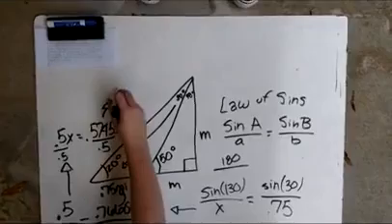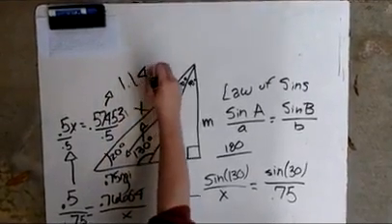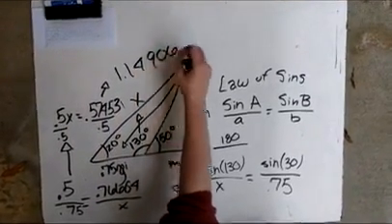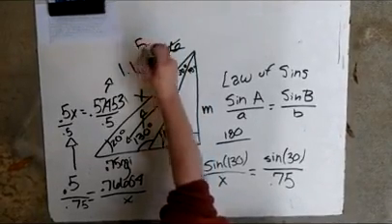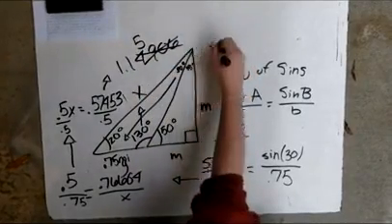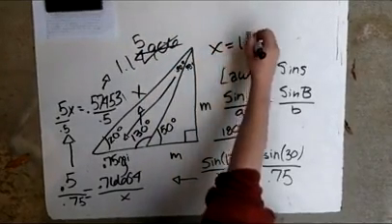And when we do that, we get that x is equal to 1.149, and then some more decimals. But then I decided to round it off to 2 decimal places. So it's 1.15 miles. So here I am writing that final answer.